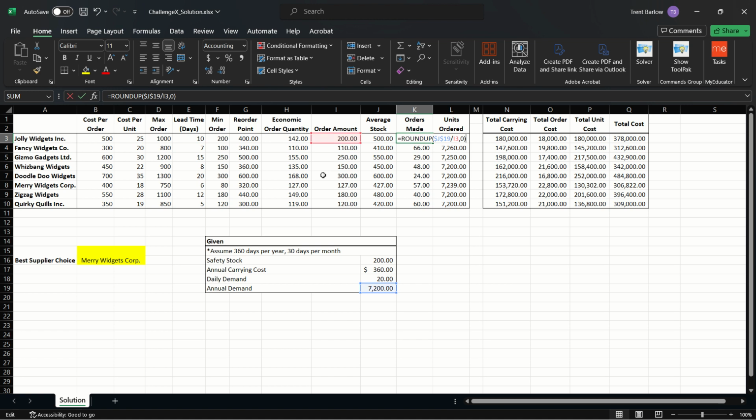Great. And then the next thing we're going to want to figure out is how many orders we're going to make throughout the year. And the way to do that is just take the order amount that we're ordering, right, which we determined a little bit ago.